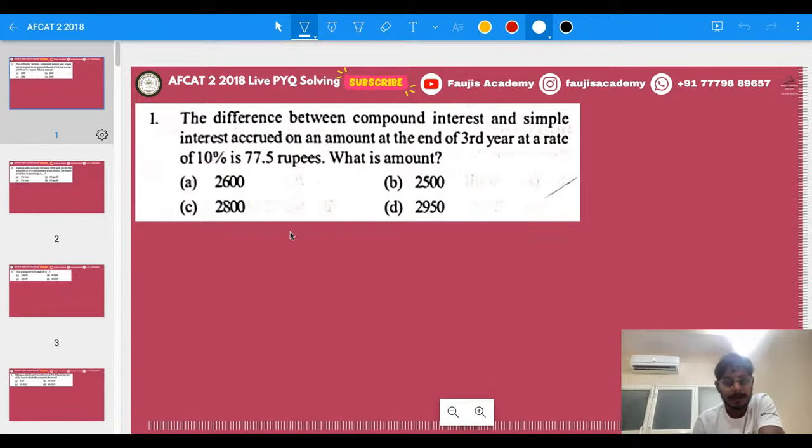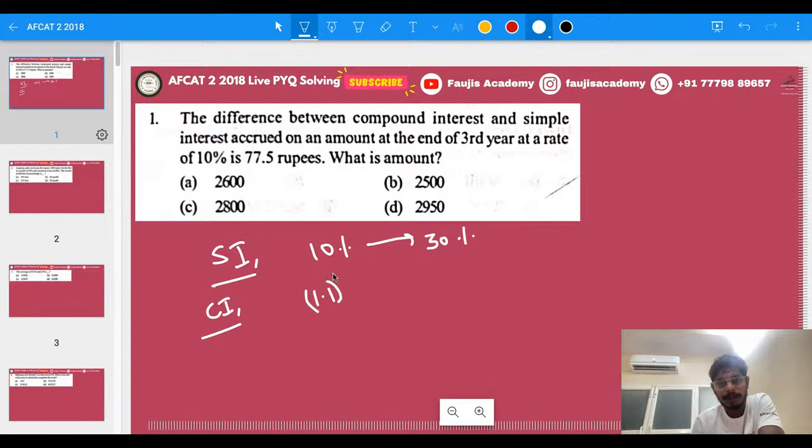So simple interest, 10% per year, that means for 3 years it will be 30. And compound interest will be 1.1 raised to the power 3, that means 1.331. We all know this particular value is nothing but your principal, which means 33.1 percentage.